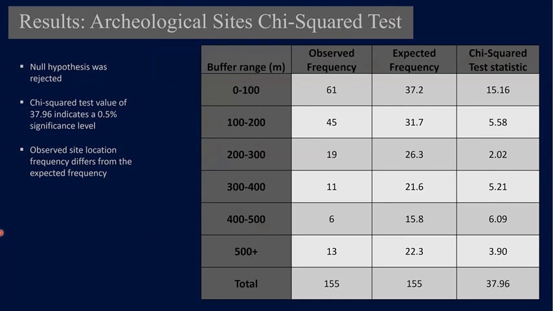The chi-squared test does support the visual analysis that was done for the study, with the ability to reject the null hypothesis. With the chi-squared test value of 37.96 and compared to a table, it indicates a 0.5% significance level, which is very low and allows us to, as I mentioned, reject the null hypothesis. This can also be looked at by looking at the observed frequency versus the expected frequency. As shown in the table to the right, the observed frequency numbers are higher as you get closer to hydrologic features, especially compared to the expected frequency, which has a more generalized distribution across the landscape.